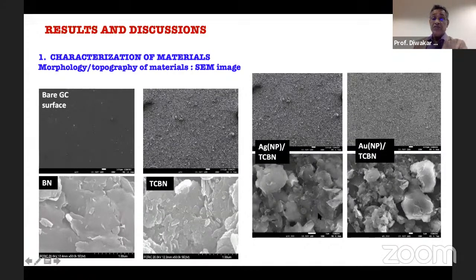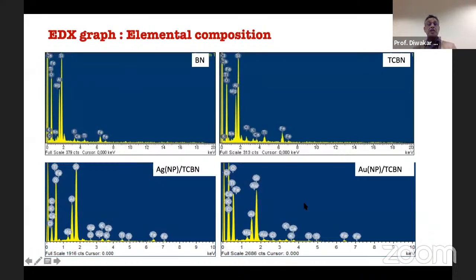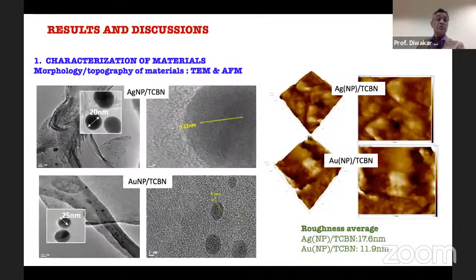So here we can see the more compact structure of the heterogeneous surface, and we can also see the silver or the gold nanoparticles, small particles, occupying the surface. But when we look at the elemental composition, this is the bentonite and then the TCBN or the composite material. In the composite material, the chloride peak has been obtained, with that we can confirm. And here the silver and the gold peaks are obtained in the silver or the gold based nanocomposite materials. We can confirm that the silver and gold has been introduced within the composite material.